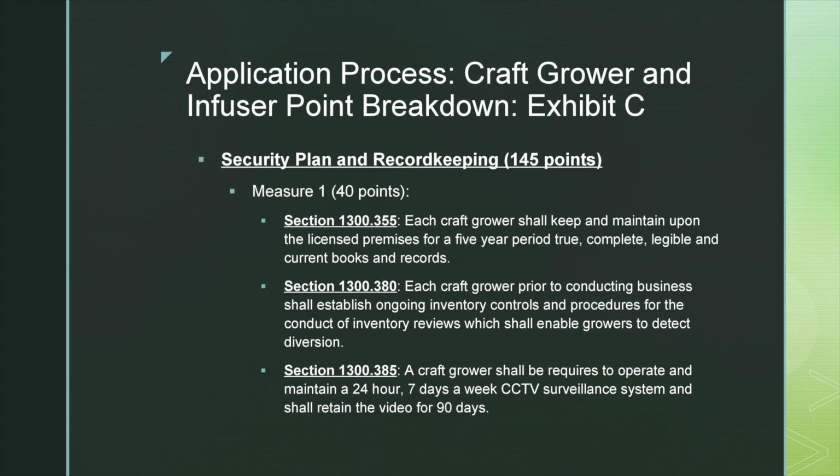premises for a 5-year period true, complete, legible, and current books and records, that each craft grower and/or infuser, prior to conducting business, shall establish ongoing inventory controls and procedures for the conduct of inventory reviews, which shall enable growers to detect diversion. And finally, section 1300.385 writes, a craft grower shall be required to operate and maintain a 24-hour, 7-day-a-week CCTV surveillance system and shall retain that video for 90 days.